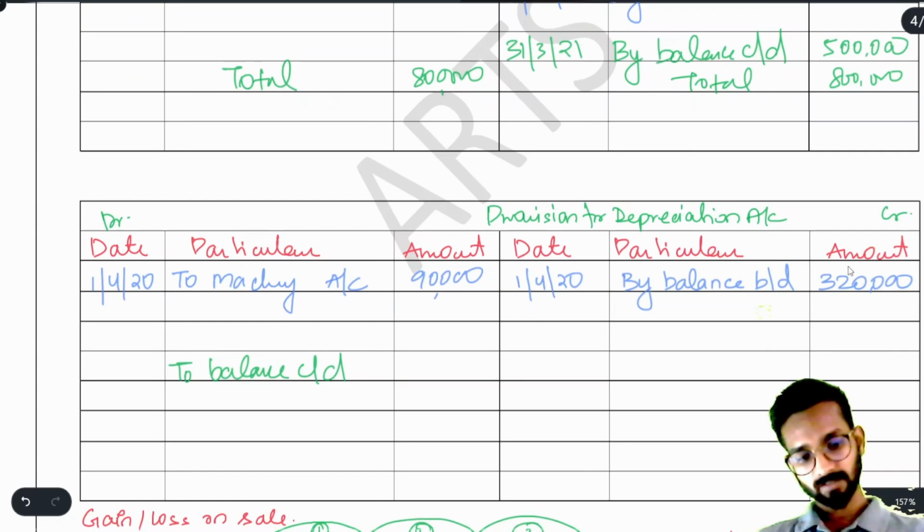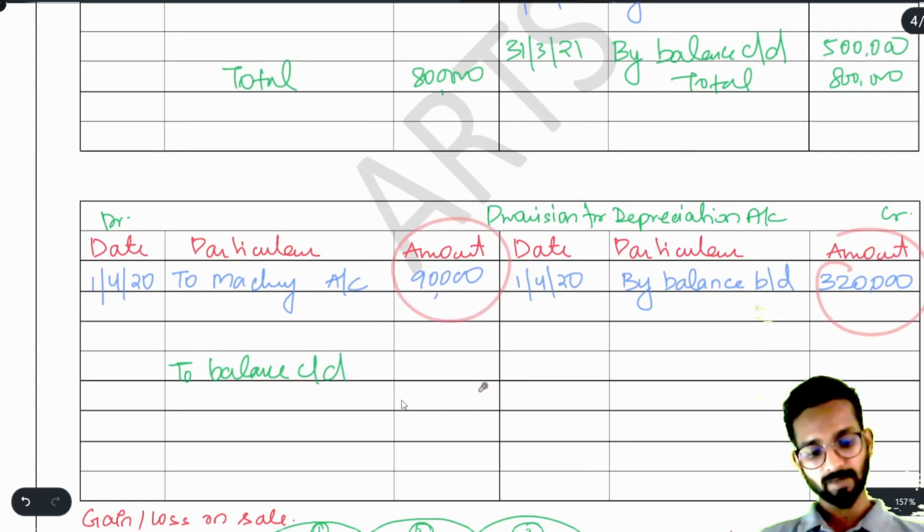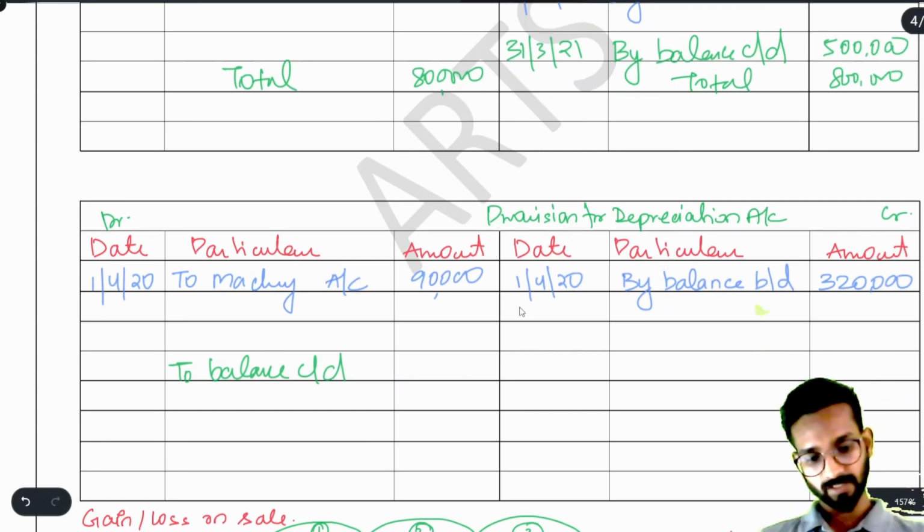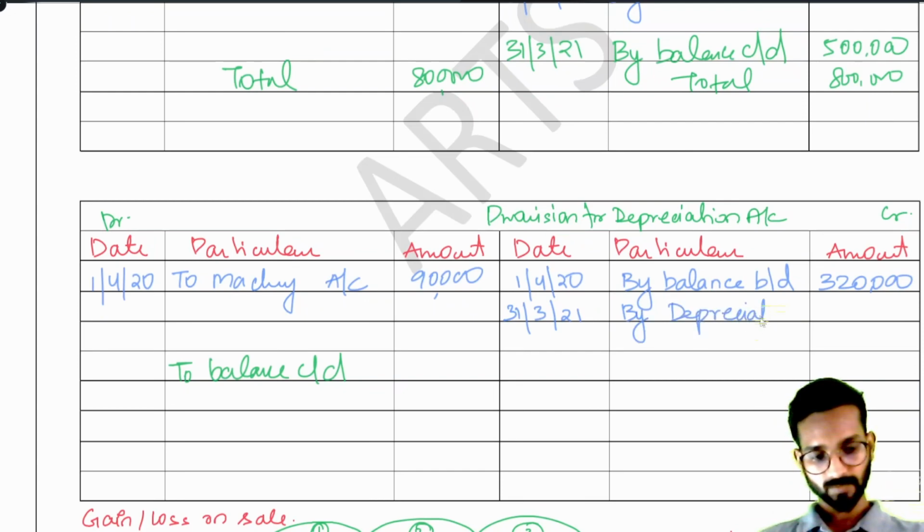3,20,000. This one is 3,20,000, and this 90,000 is here. We can find balance carried down, but before that, you will charge depreciation in the provision for depreciation account. So I will write here, on 31st March 21 by depreciation account. Sir, how much depreciation will appear?